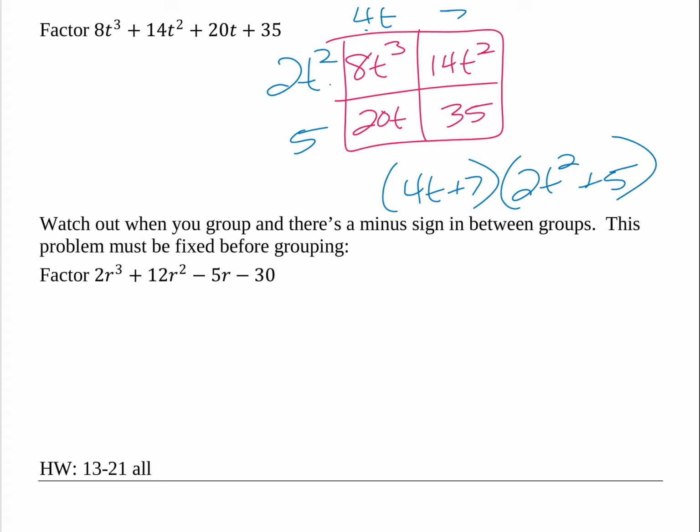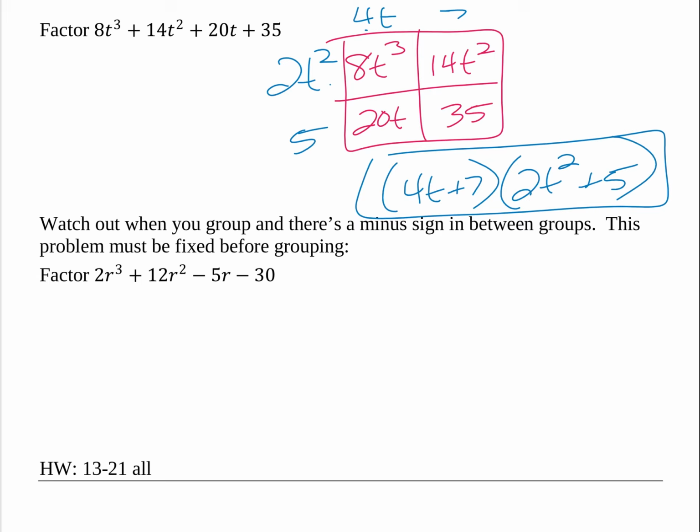I could write 2t squared plus 5 first, and then the 4t plus 7 after that. It doesn't matter, okay? You won't get marked wrong. So that's it. All right, now, there's in the notes, watch out when you group and so on. This is totally irrelevant to us because we are not doing the book's method of factoring by grouping, okay? So we're not doing that.